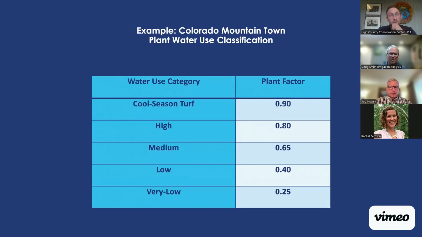So here's an example of the Colorado Mountain Town plant water use classification. So you can see that there's the 5 categories. Cool season turf is a 0.9. And if we recall, what does that mean, the 0.9 and the 0.8, and so forth? That is our multiplier based on our reference ET. If everybody's taken the Qwel class, we know what the ET means. And so we're just trying to say, here's how much of that ET, our reference ET, that we need to adjust for those 5 different classifications.